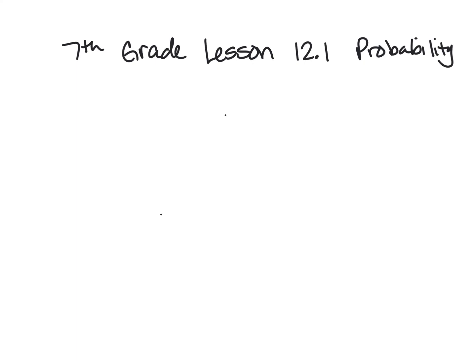Seventh grade lesson 12.1 is probability. We're going to get into talking about the measuring of probability. We're going to start off with talking about how to find the likelihood that something will happen.